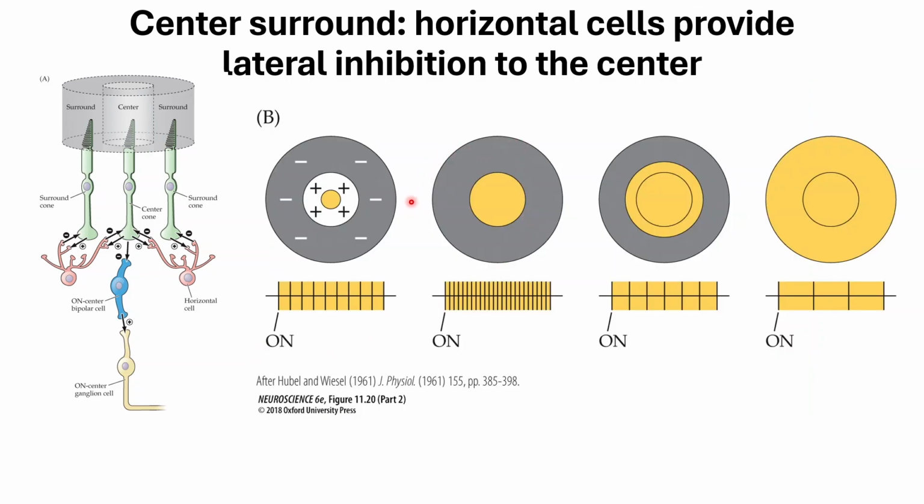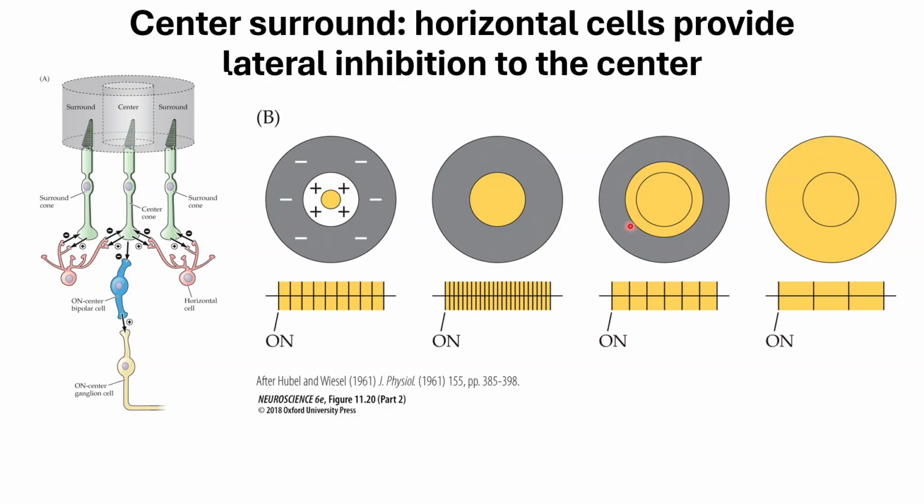Another way to illustrate that is shown here. So if we provide just a little bit of light to the center of the receptive field of this on-center ganglion cell, we'll see that it has a firing rate that's relatively high. As we increase the size of that light being illuminated to the center, it's just going to get brighter and brighter, and that's going to result in some kind of maximum firing rate within the on-center ganglion cell. So it's going to reach a peak at some point.